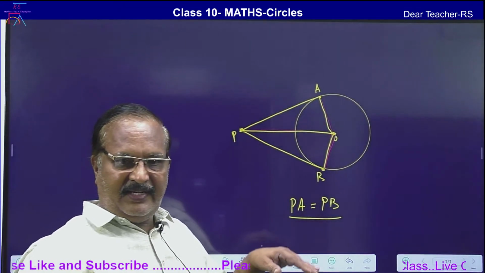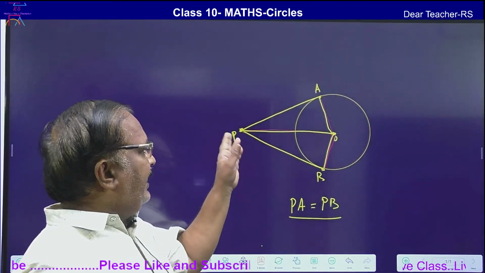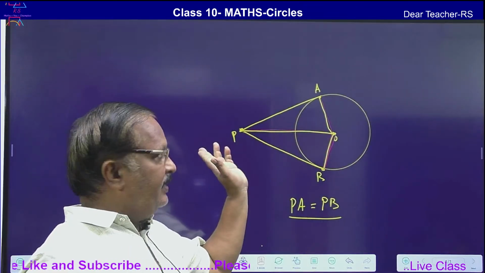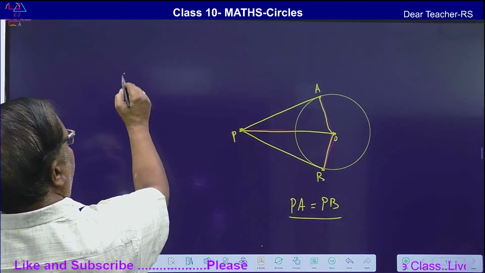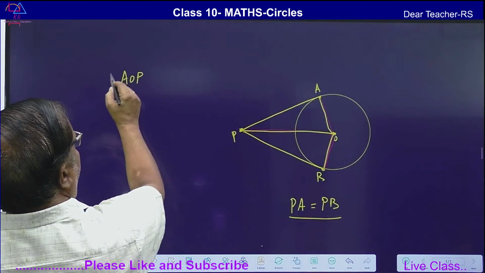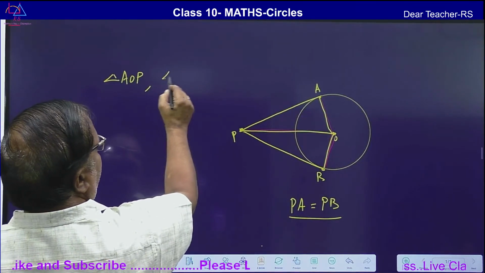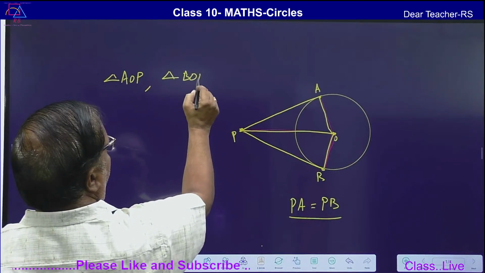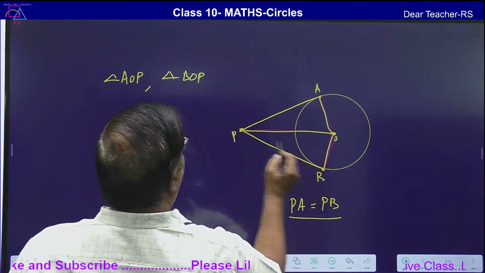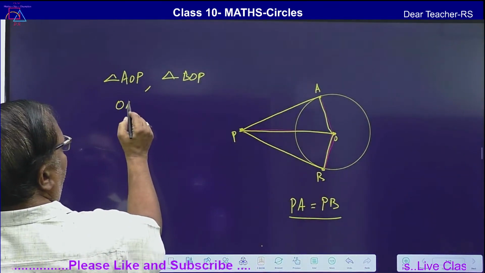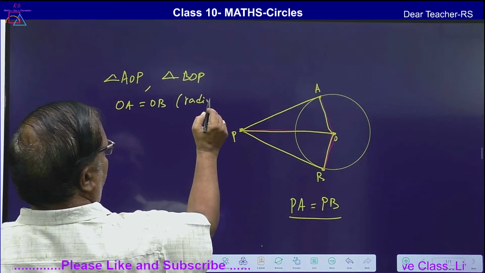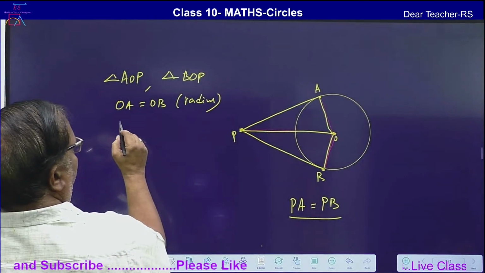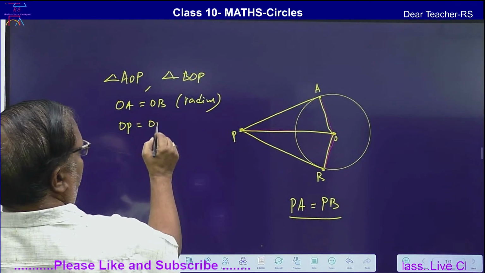I have taken a construction. I joined O and P, OA and OB. Now we have got 2 triangles. One is triangle AOP, the other one is triangle BOP. As the radius is in both, OA is equal to OB, radius. And OP is equal to OP, common.